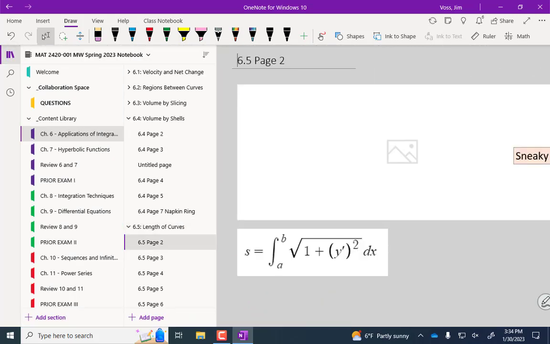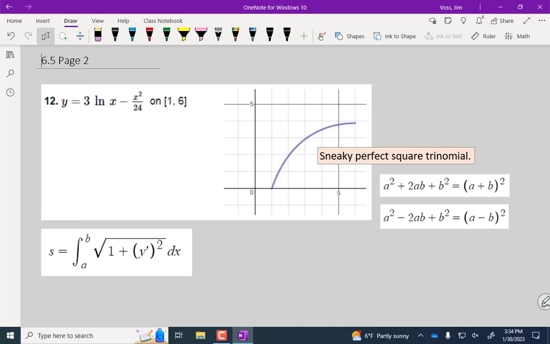But the bottom line is that this is just a formula that we generated, and it really comes down to knowing the formula. ds is the square root of 1 plus y prime squared.